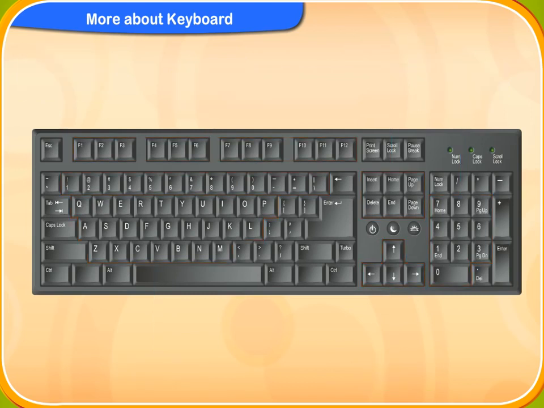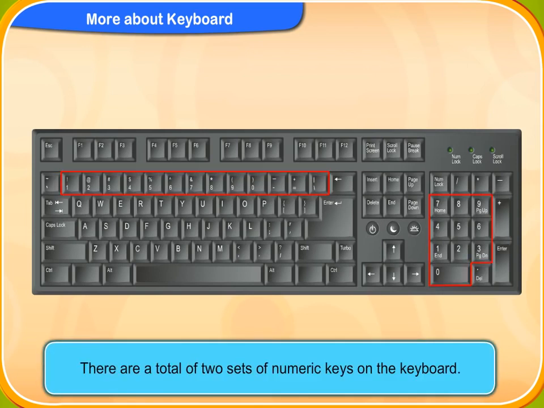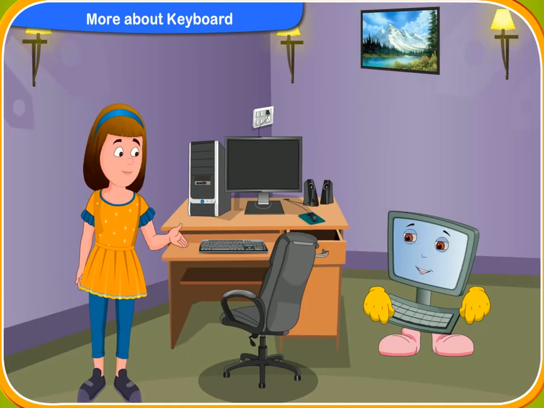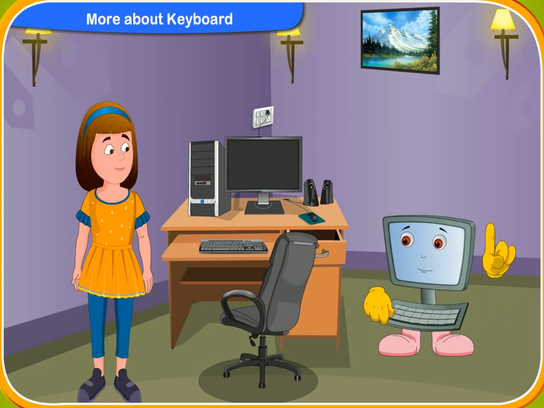Sure. Let's begin with the number keys. The number keys are also called numeric keys. There are a total of 10 numeric keys from 0 to 9. There are 2 sets of numeric keys on the keyboard. The first set is on the top row of the keyboard and the second is present on the number pad of the keyboard. All the number keys have special characters or symbols printed on them. Why, Kliko? Because these same keys are also used for other purposes.